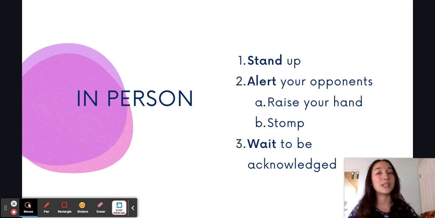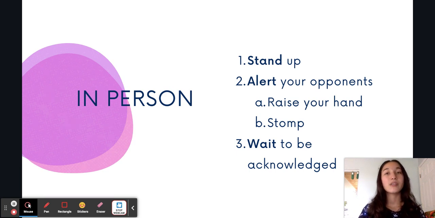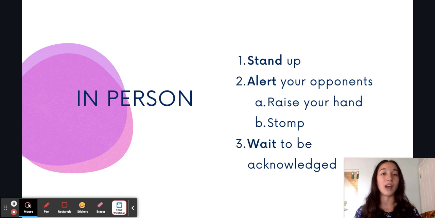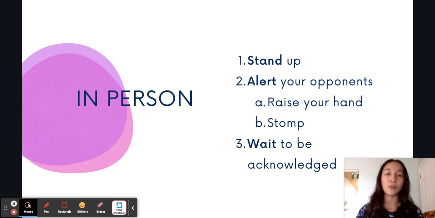Now, there are different ways to raise a POI. Because of the COVID-19 pandemic, there are now both tournaments in person and online. So let's begin by discussing how you can raise a POI in person. Well, you begin by standing up. The second step is to alert your opponents. You can do so in a number of ways. For instance, you can raise your hand or you could stop.